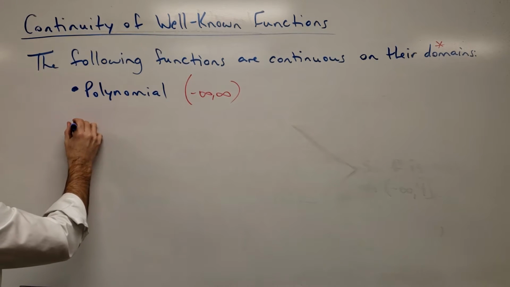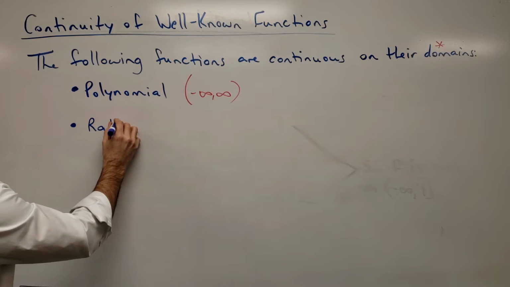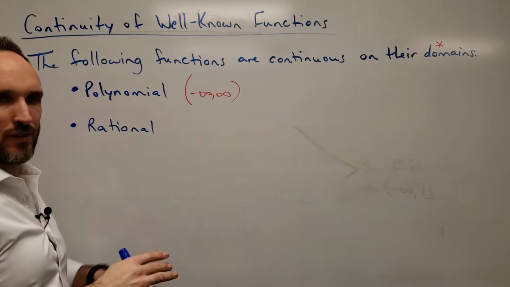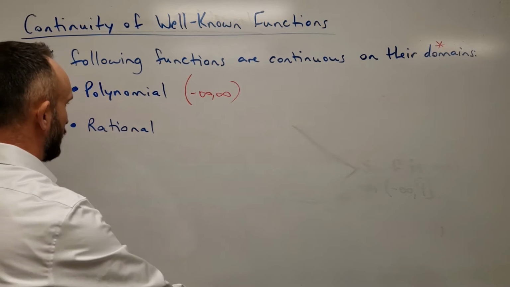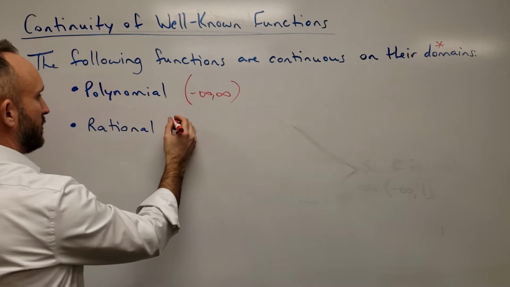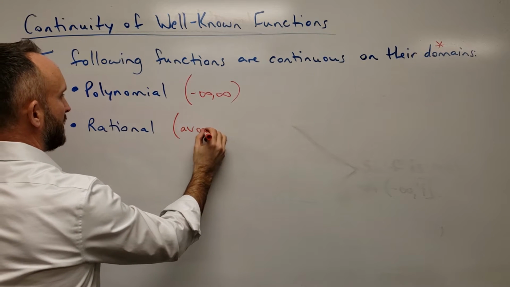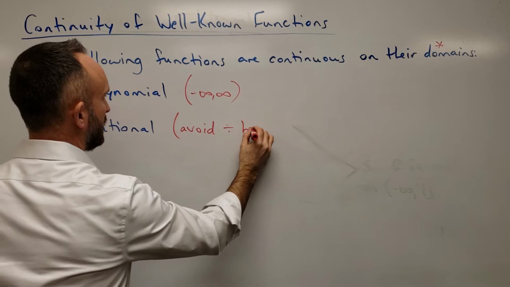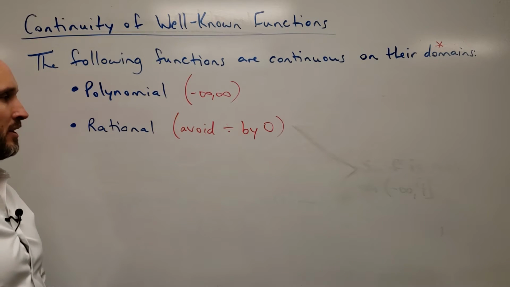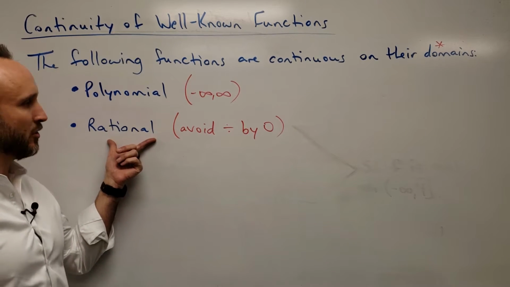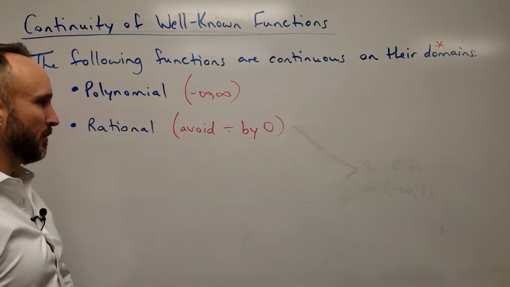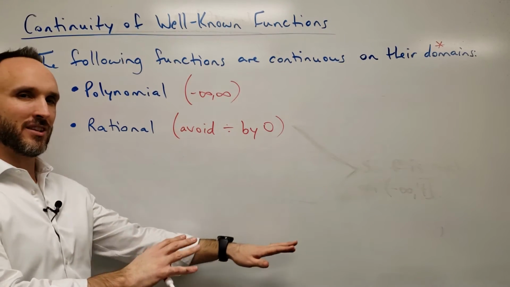We have rational functions. Not quite as nice. Rational functions are fractions. So whenever we find the domains of these, I'm just reminding you, avoid dividing by 0, because they're a fraction. So these typically have a restricted domain. You can't divide by 0. But as long as you don't do that, the function's continuous.